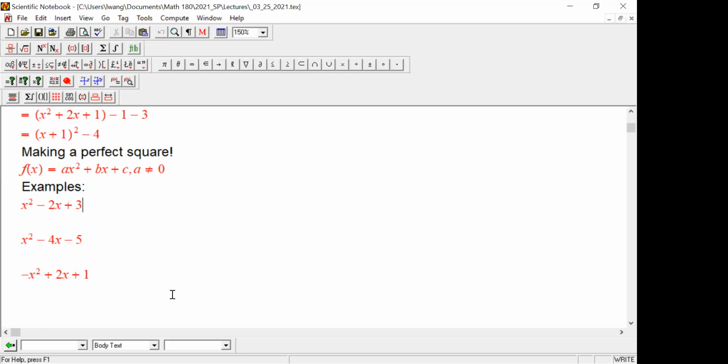The first one, yeah. You could get x minus 1 in parentheses, and then you would get 4 on the outside. Wait, no, my bad. You get 2 on the outside. Yeah, plus 2. Minus 2, plus 2.